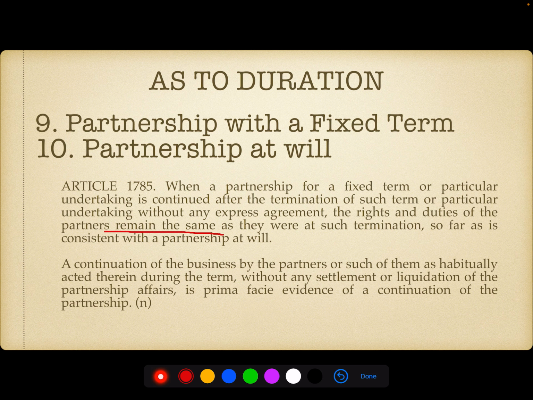Okay, what does this mean? This means that a partnership with a fixed term is not set in stone. Meaning, once the term has already expired and the partners continue the partnership, it is now converted into a partnership at will. Now, please note that the terms under the partnership with a fixed term will be the same terms in the partnership at will only if there is no express agreement, meaning the parties did not create an agreement to change the terms. So it's very easy to understand.